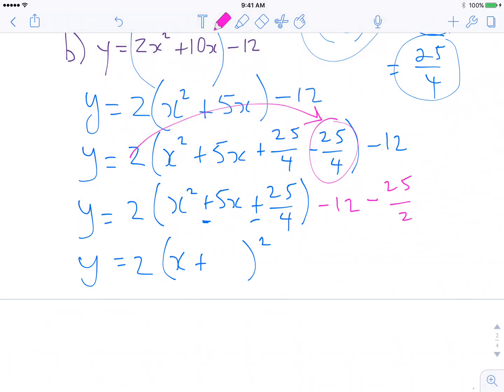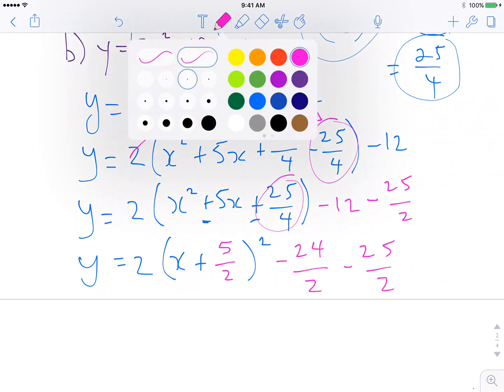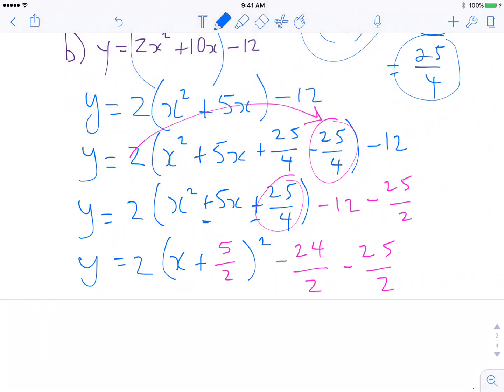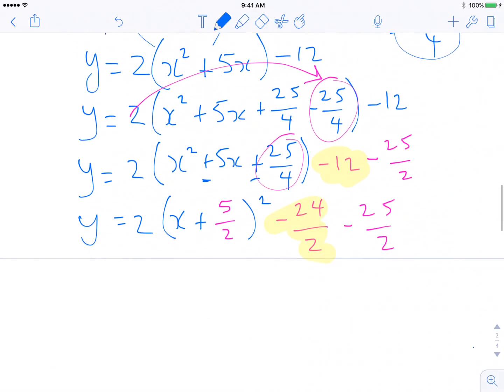The square root of 25 over 4, the square root of 25 is 5, the square root of 4 is 2. And here outside we have a negative. We're going to come up with a common denominator, so we need to change negative 12 to negative 24 over 2. So all we've done here, please keep in mind, is we've changed the negative 12 to negative 24 over 2. That's what's changed here.